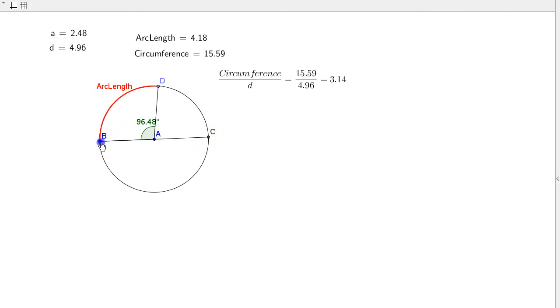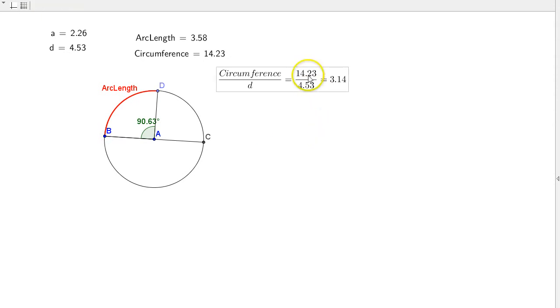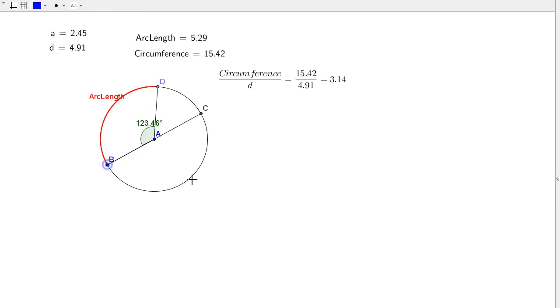no matter how big or how small it is, and you divide the circumference by the diameter. My circumference is 14.23, my diameter is 4.53. If you take circumference divided by diameter, every single time, as long as it's a perfect circle, you get 3.14. Now this stuff about arc length, don't worry about that. That's for another lesson. I just have it all in the same drawing. And ignore this angle here as well. So every time, the circumference divided by diameter is 3.14.